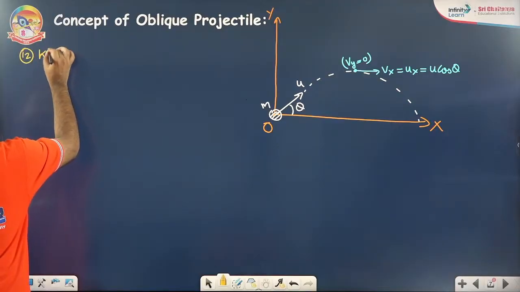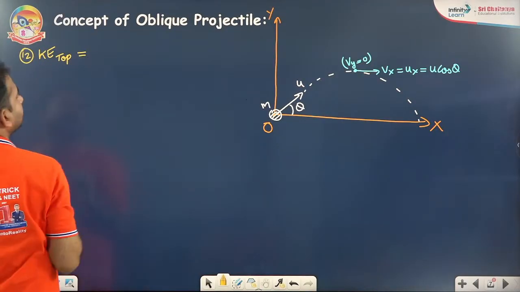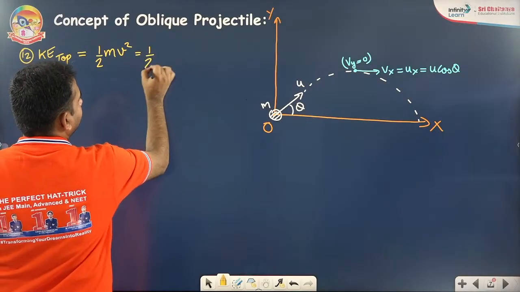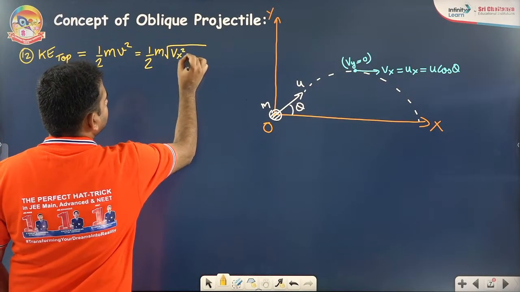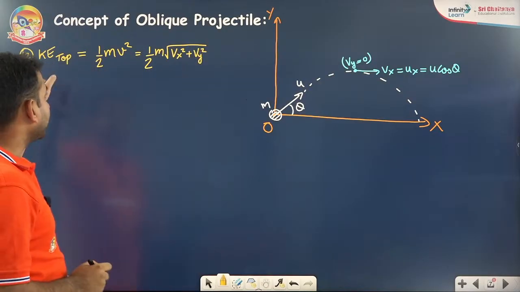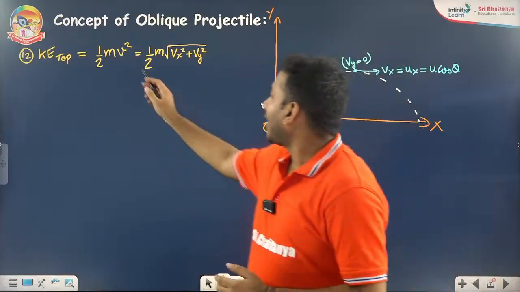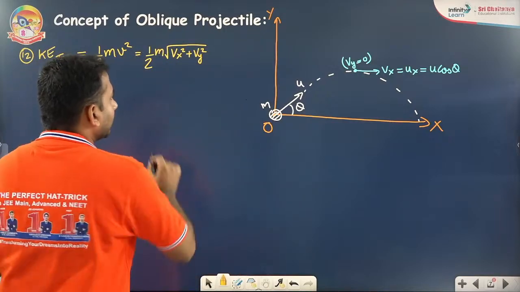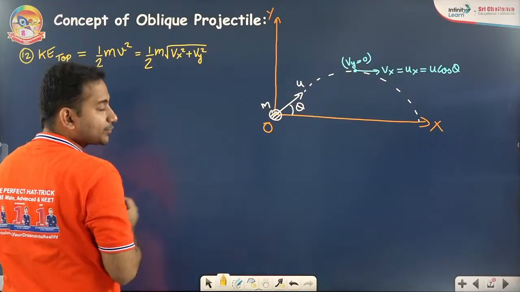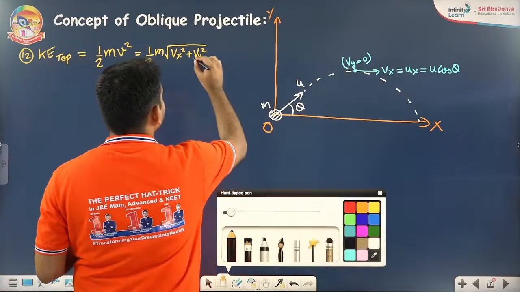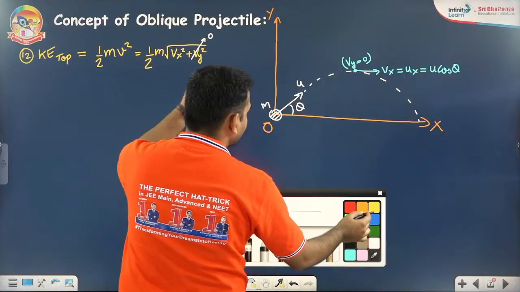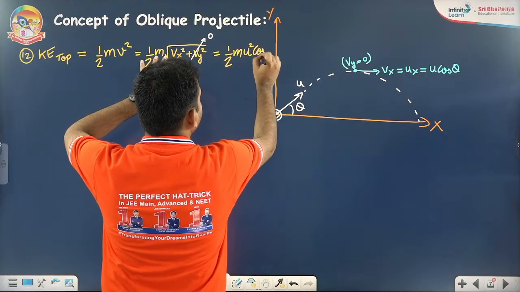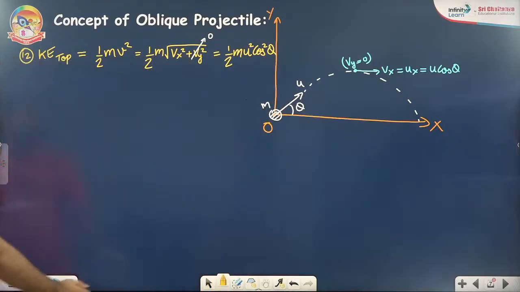If at any point of time I want to write the kinetic energy at the top, then kinetic energy at the top will be half m v square. That can be written as half m times the square root of vx square plus vy square, squared. Why are you writing it this way, sir? Because kinetic energy is a scalar quantity. In half m v square, v must be the speed, or the magnitude of the instantaneous velocity. At the topmost point, v is given by the square root of vx square plus vy square. At the topmost point, this vy will be 0 and vx will be ux only, so it is half m ux square. So you can write it as half m u square cos square theta.